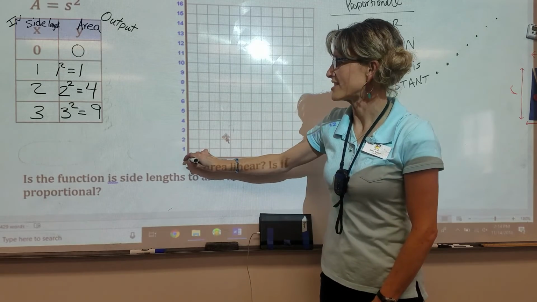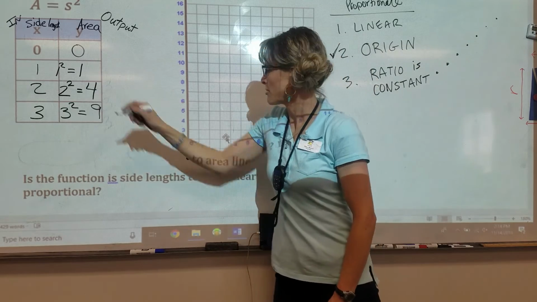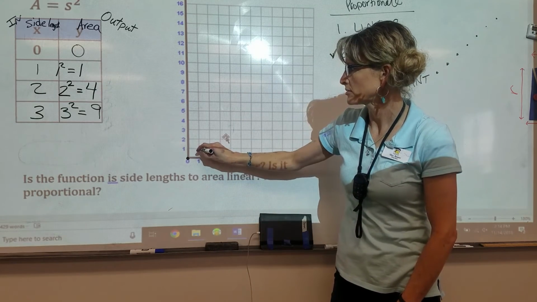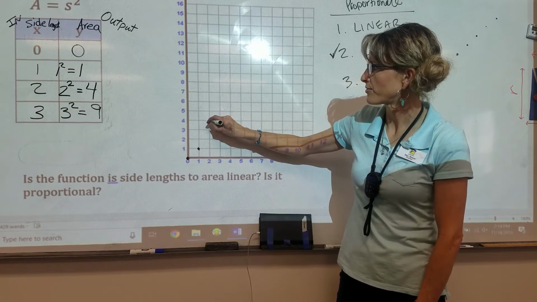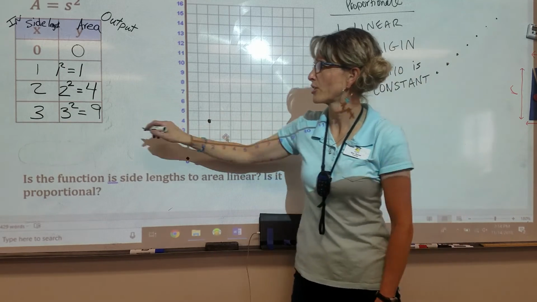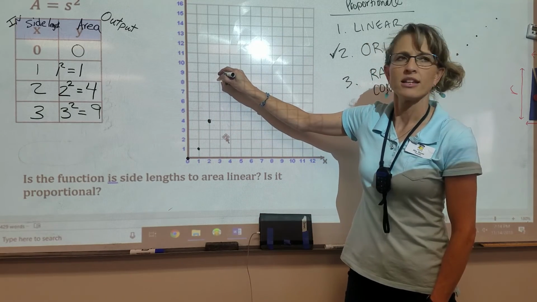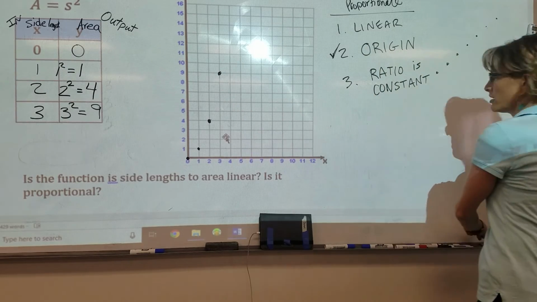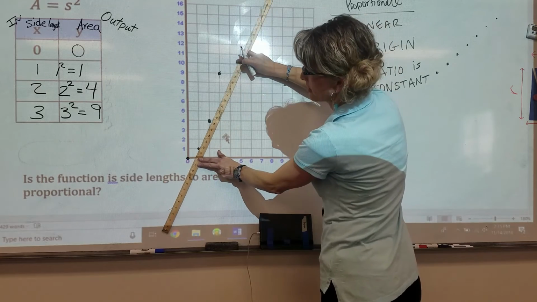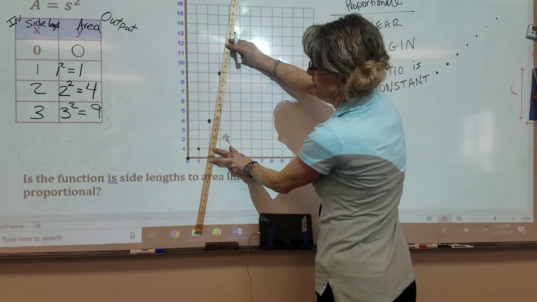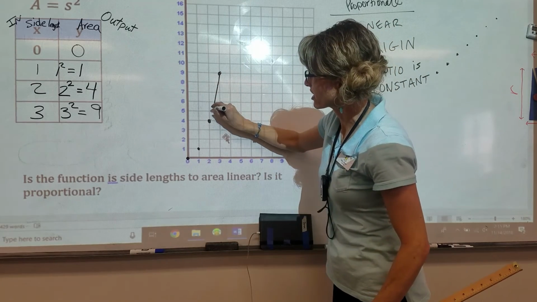0, 0. It's at the origin. Boom. We've met that requirement. 1, 1: over 1 up 1. Okay, it's looking pretty good so far. 2, 4: over 2 up to 4. I'm starting to question. 3 and 9: over 3 up 9. Is it linear? Well, there's that line. There's that line. There's that line. They're all different. And the way we would graph it, it has a little bit of a curve to it.